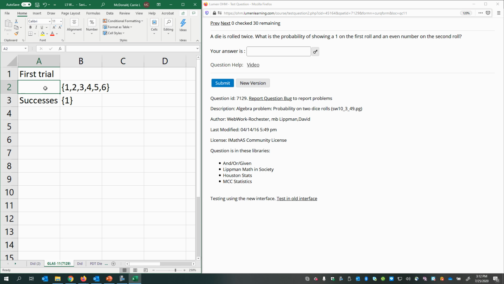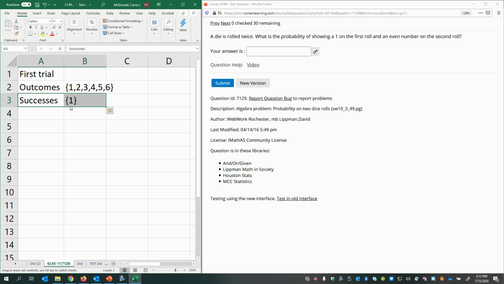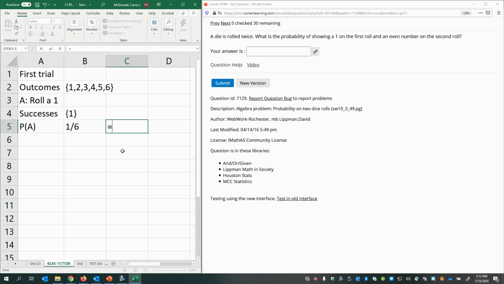Let's say this is the number of outcomes. And we have the number of successes, because event A is roll a 1. So the number of successes is 1. So the probability of A would be equal to 1 out of 6, which equals 0.16667.